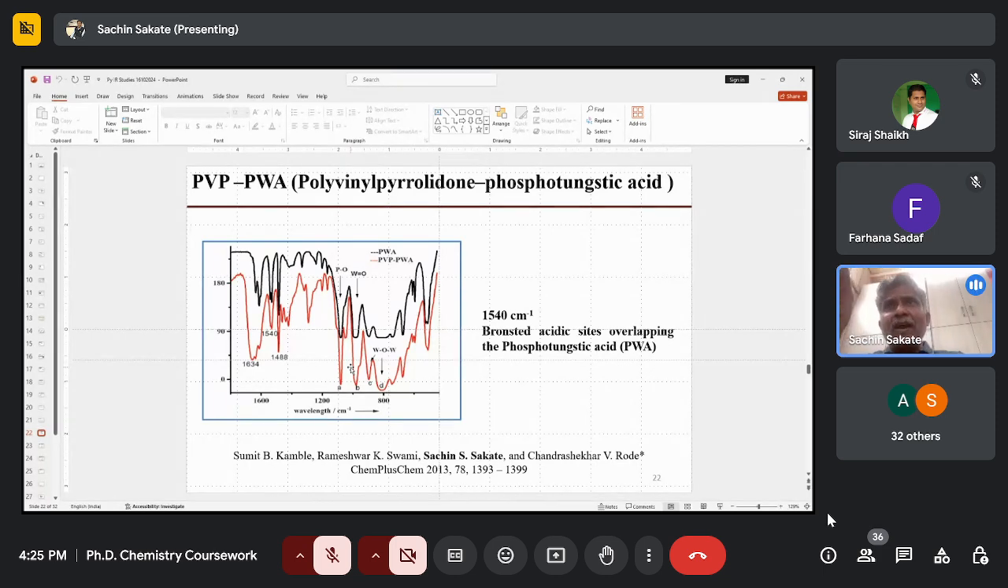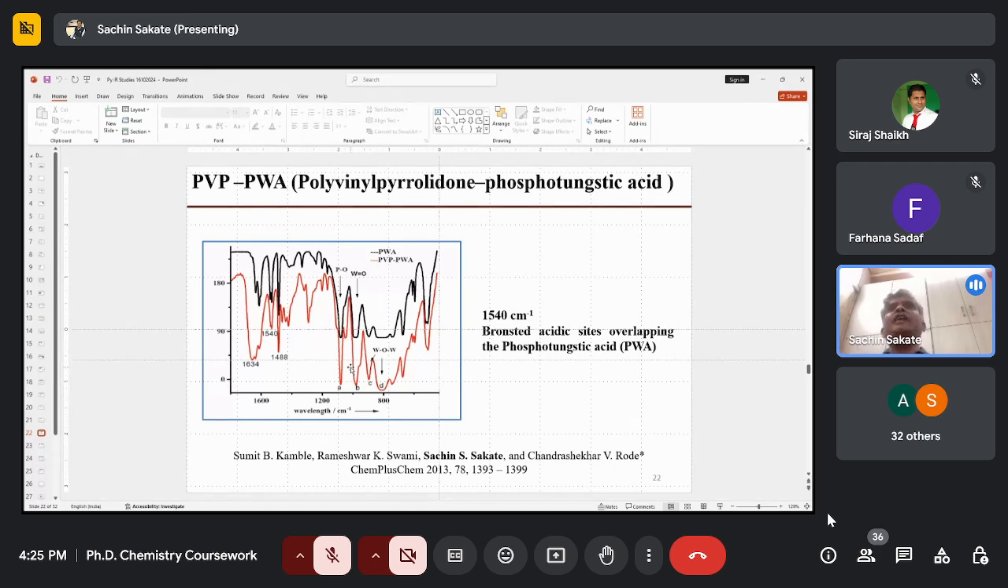Okay, so at 1540 you will see a very clear matching, synchronizing peak of PWA and PVP-PWA. So you are retaining its Brønsted acidity even though the PWA is getting complexed, or converted into the adduct, that is polyvinyl pyrrolidone phosphotungstic acid. So see, what is the advantage of it? You cannot use only PWA, otherwise it would have been homogeneous catalysis.